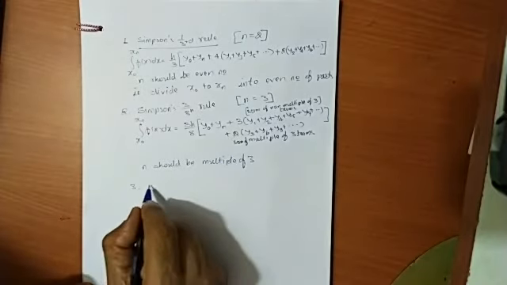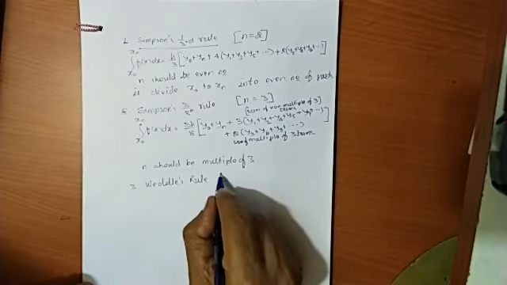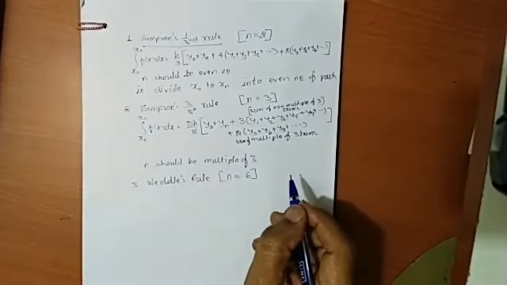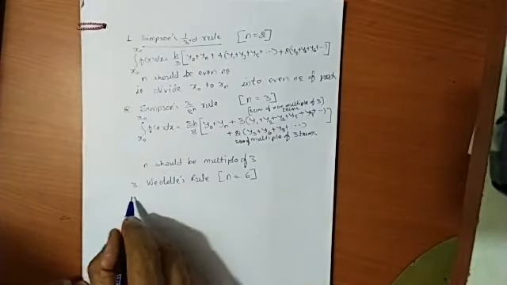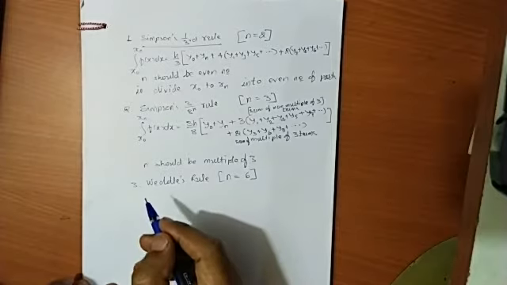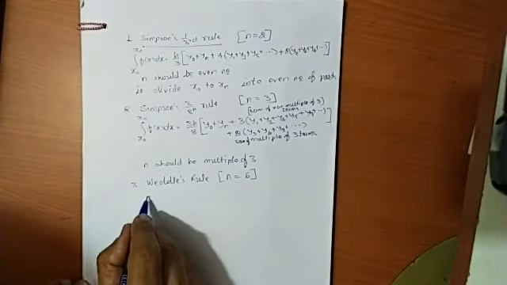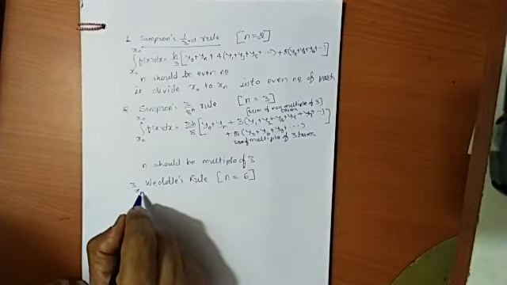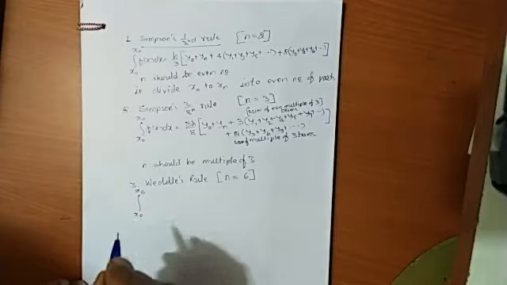Then the third one is Weddle's rule. Here I consider n to be 6. I take n to be 6 in the Newton-Cotes formula. So that gives me Weddle's rule. So what I should do is divide the interval into multiples of 6 parts, either 6 or 12 or 18 or 24, etc. Initially I divide the interval into 6 parts.